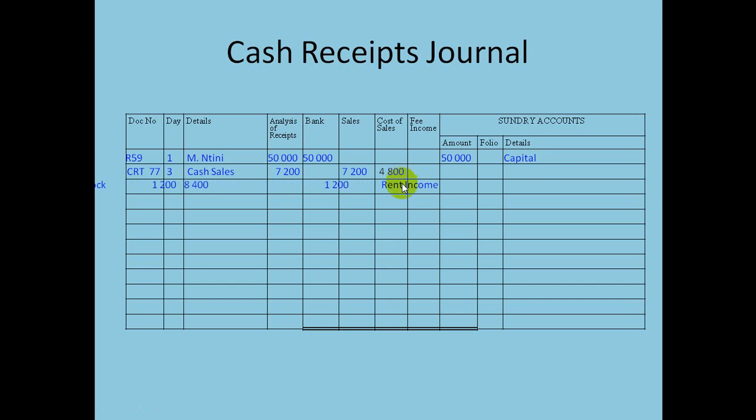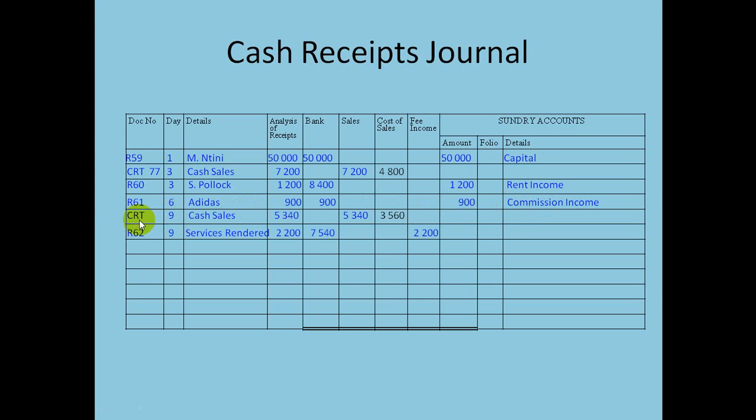Right, the next transaction is rent income. That's the second transaction on the day. Now we underline our analysis of receipts, add the two together and go to the bank with 8,400, and then we enter what the 1,200 Rand was for, rent income. The next couple of transactions you'll notice are familiar to you.